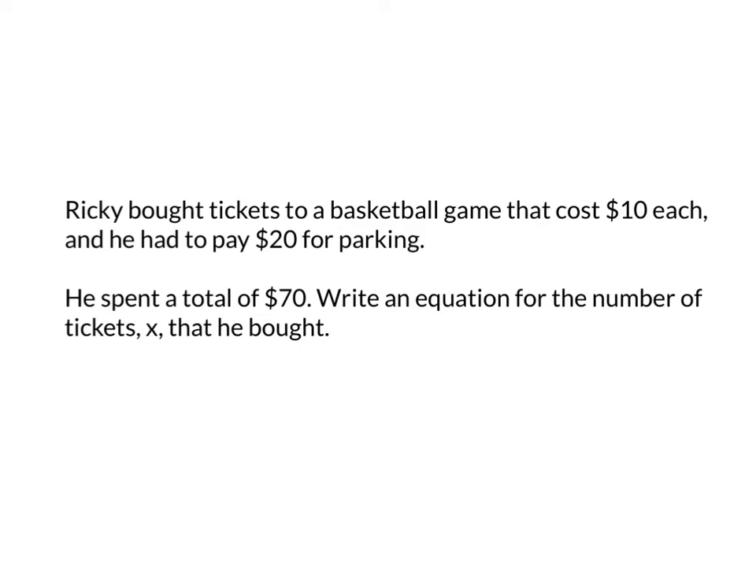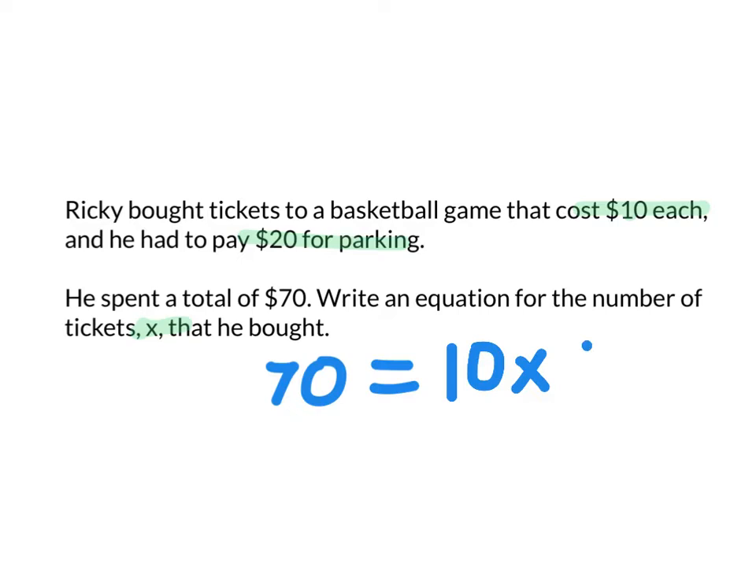So we are going to start by writing our equations. We know the total, so $70 is what we're going to start with. So 70 is equal to, and now we know what we have for a cost. The cost is $10 each, so that's per ticket, which is X, plus we have the $20 for parking. So we are going to have our $10 for each ticket, so 10X, plus our one-time fee of the $20. So that is our first equation.